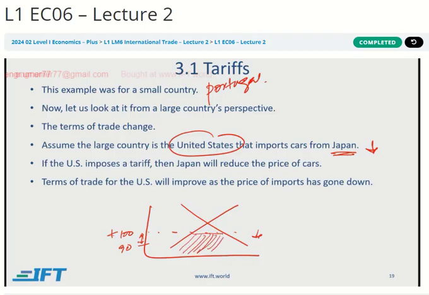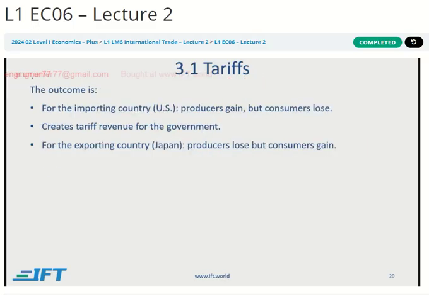So all the import that is beyond the domestic supply will still be there. The only difference is the imported price will be low and the difference will go to the US government. And that is very good for overall national welfare. Right? So the outcome is that the exporting country, which is Japan, will lose, but the consumers will gain. Even the consumers of Japan will gain because their prices will be decreased as well. International prices will go down.